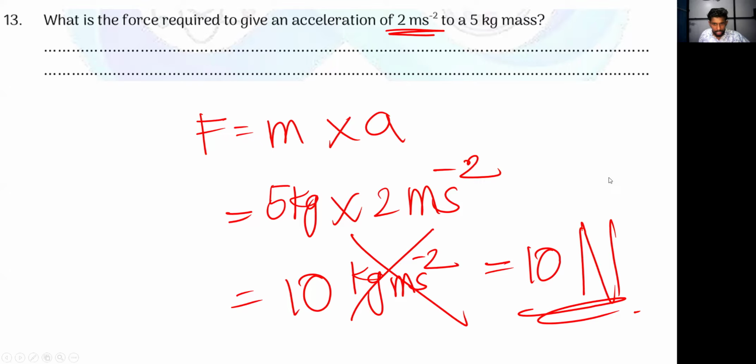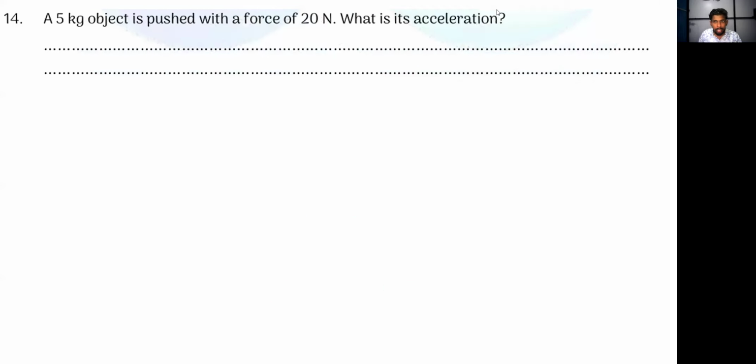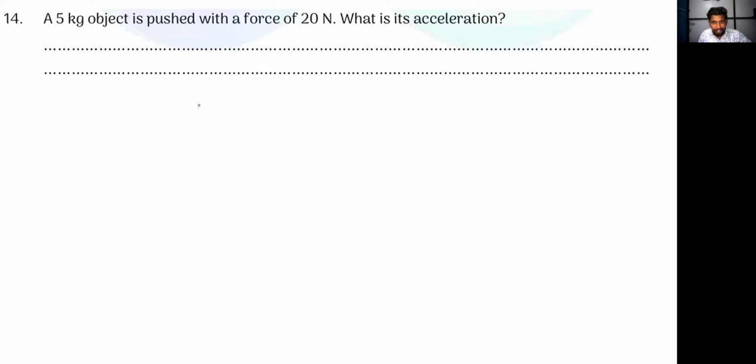And question number 14 is a little bit different. In this question, they are asking for the acceleration. They have given the mass and the force, and they are asking for the acceleration. A little bit different, but not that hard. First of all, try the question. If you are unable to answer it, then watch the video. For these kinds of questions, there's no need to worry.